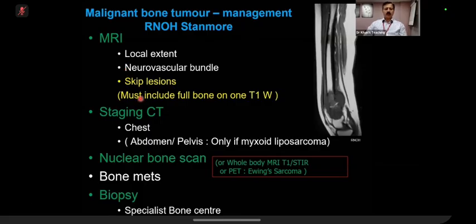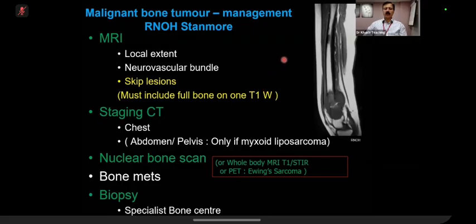One of the principles of MRI, and this is a viva question, what I am elaborating here, is that the whole bone should be included from joint to joint, at least on one sequence. For example, there is a femur lesion here. So on one of the sequences, the whole of the femur, till the hip joint, should be included. This is usually a T1 weighted sequence.